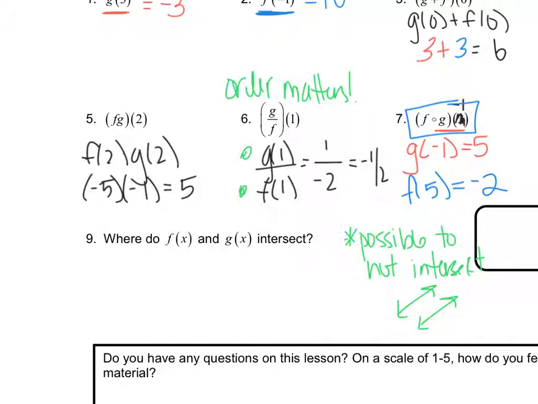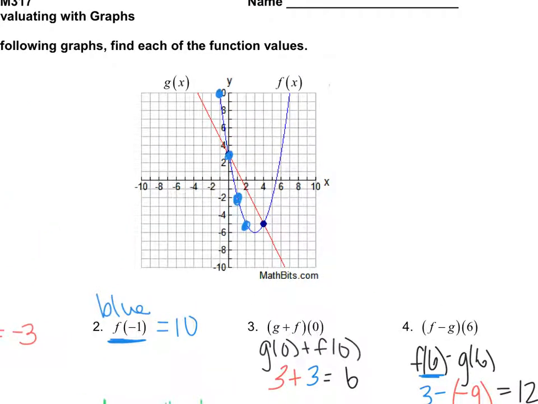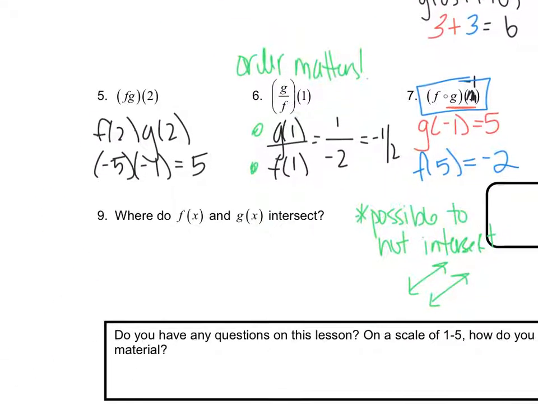It's also possible to intersect in more than one place. For example, if you look at our graph that we're working with, we actually intersect in 2 places. We intersect here, which is the ordered pair (0, 3), and also here at the ordered pair (4, -5). You just write your answers as ordered pairs. So that's going to be (0, 3) and (4, -5).